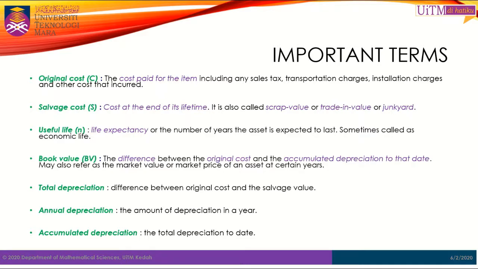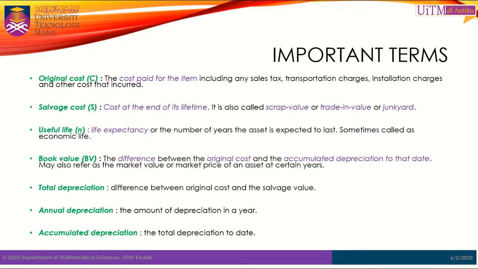So that is basically the book value, or sometimes we call it the market value. Then the total depreciation is simply the difference between the original cost and the salvage cost, or the scrap value. Annual depreciation is the amount of depreciation in a year. So that means every year, how much it depreciates.